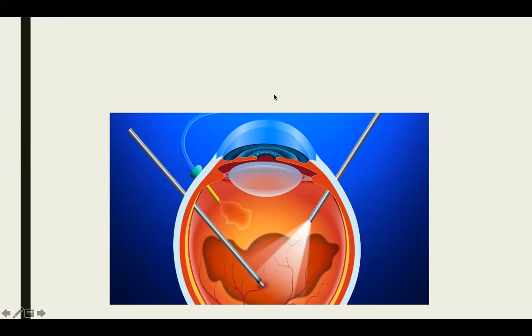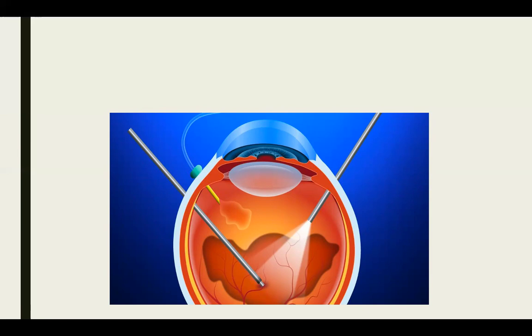What we are doing, we are putting gases. Gases can be inserted again through the same infusion cannula. Sometimes we need silicone oil, and the silicone oil can also be infused or injected through the infusion cannula, and then the infusion cannula is removed and these ports are stitched or closed. There are different types of vitrectomy systems available nowadays.